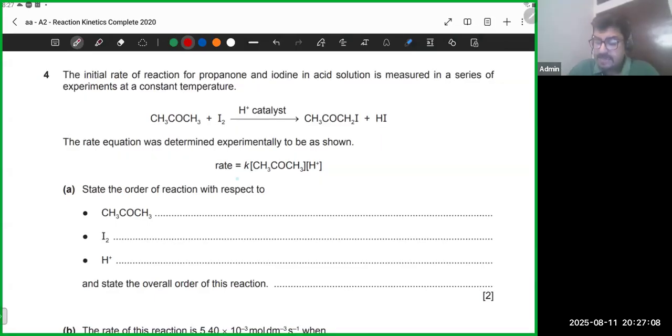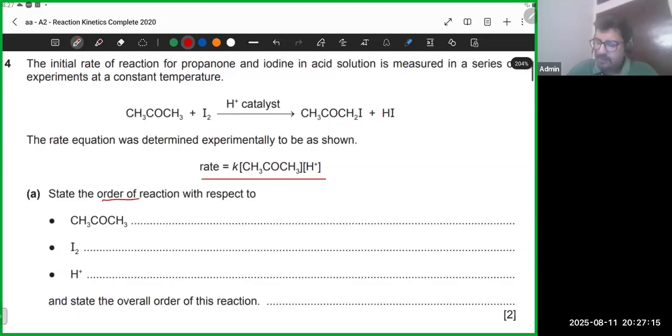This question is easy. The rate equation is already given to you. Okay, so he's saying state what the order is. Well, the rate equation is right in front of you, so you just have to read it.